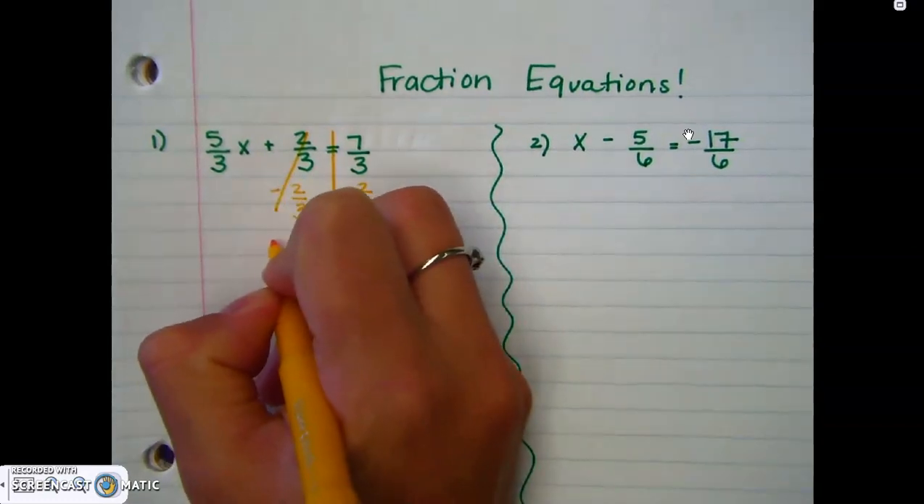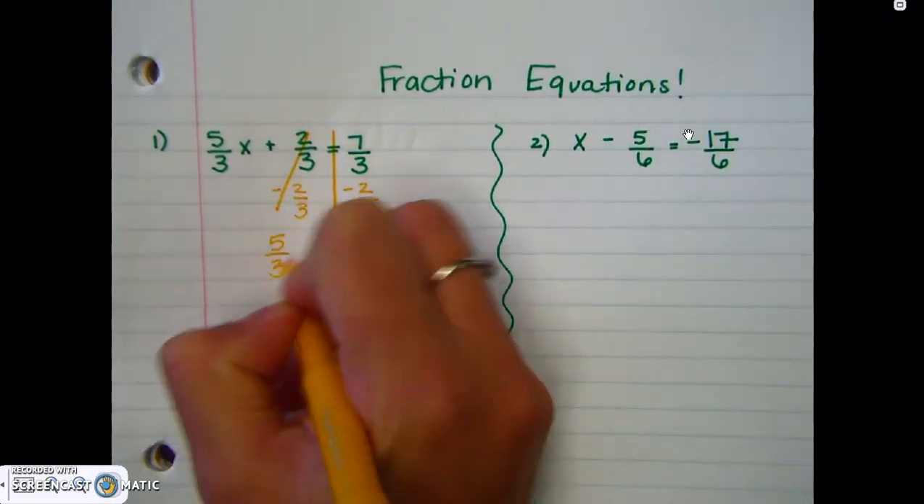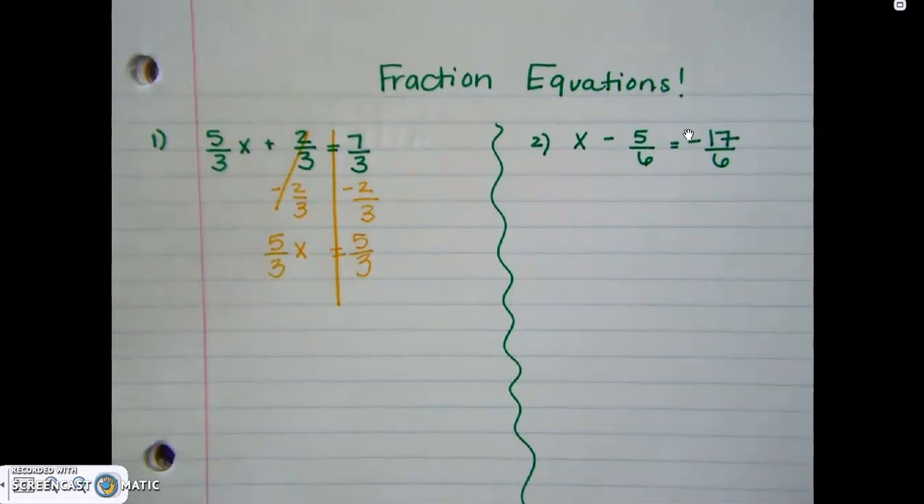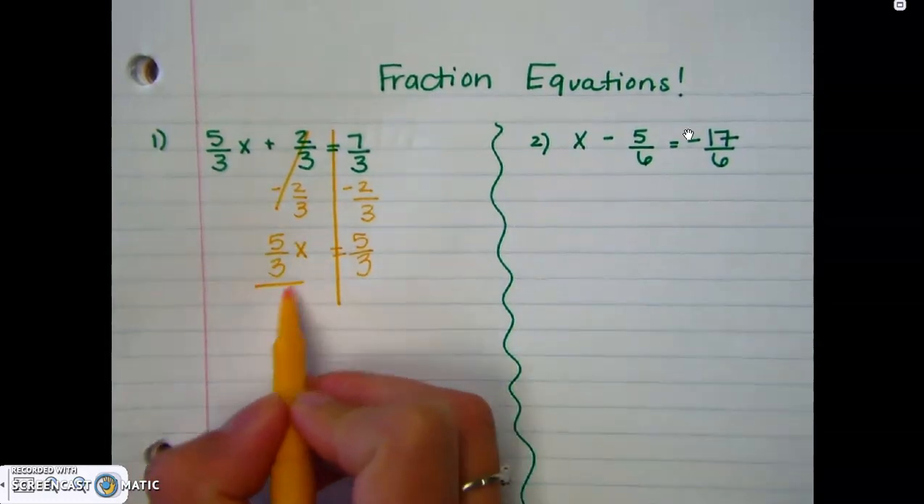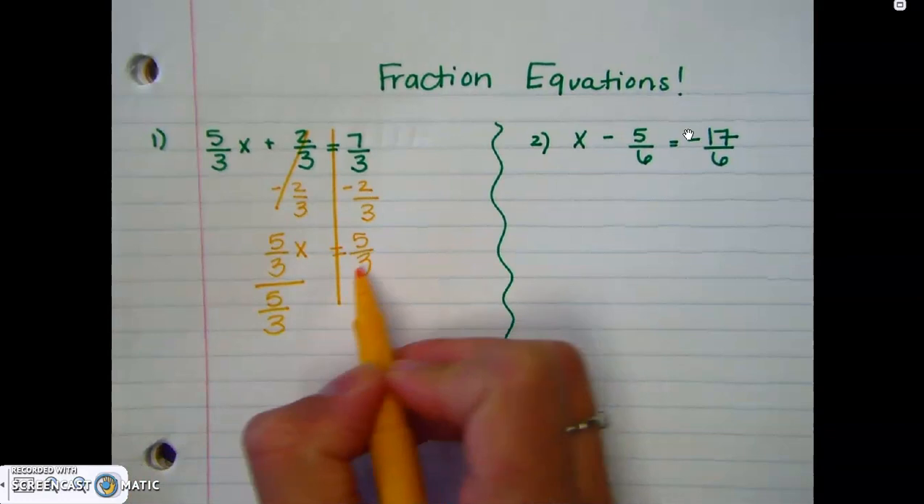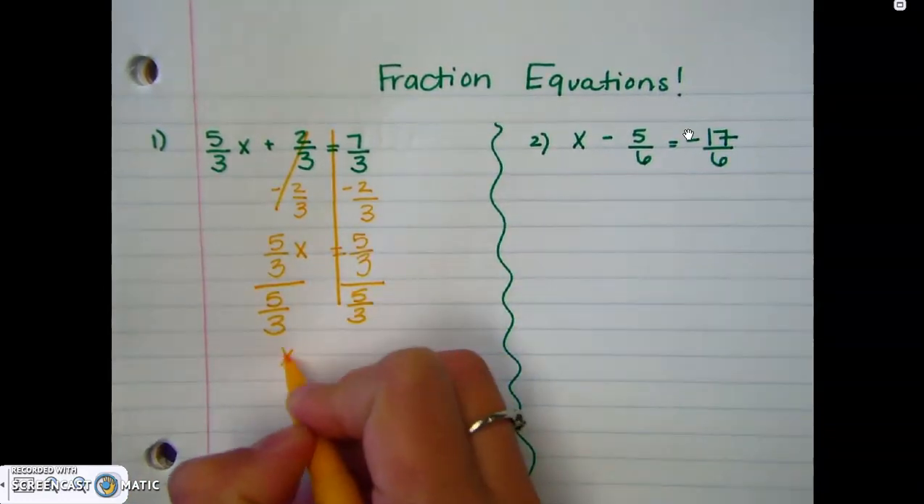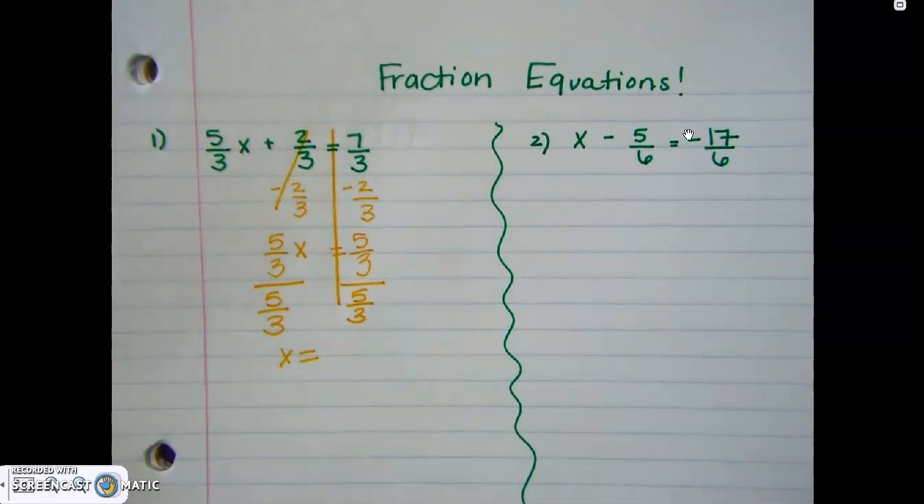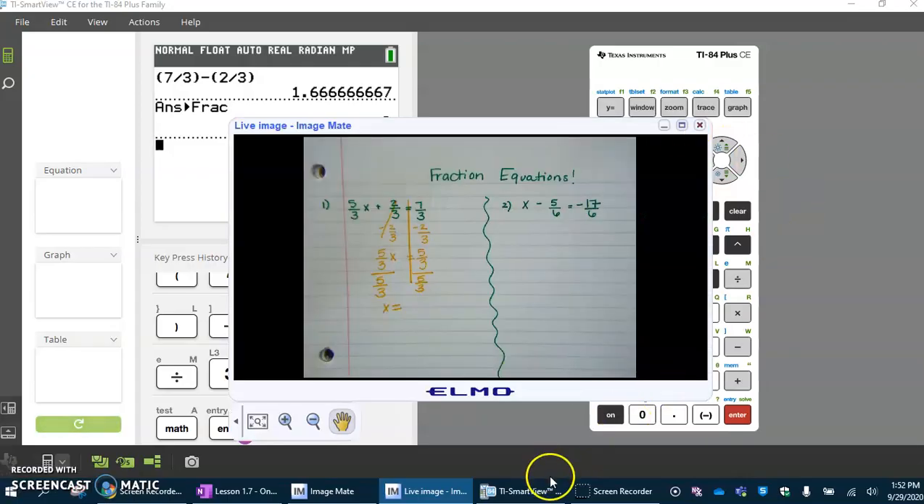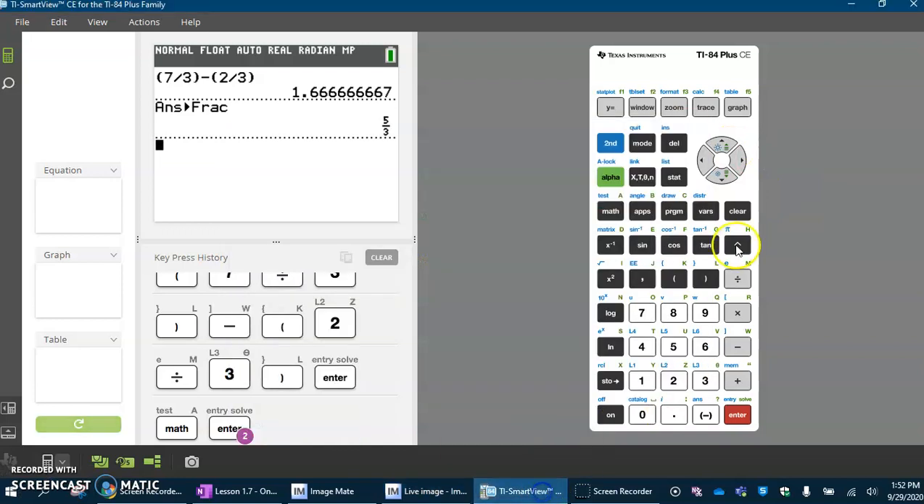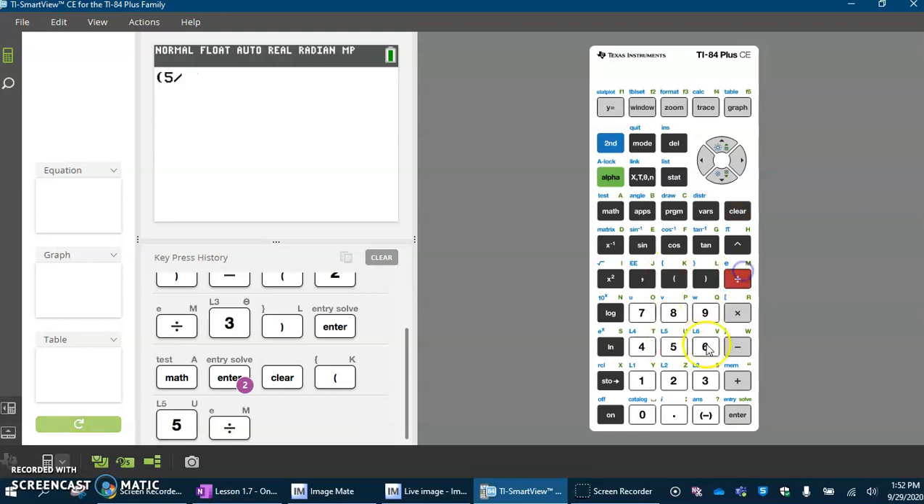So I'm just left with 5/3 x. Okay, and then my last step to get rid of it is always to divide. So I can divide by a fraction, which is 5/3, and I can be left with x equals whatever. So if I want to go back to this, I can do 5/3 divided by 5/3 in my calculator, although you could probably do that in your head.